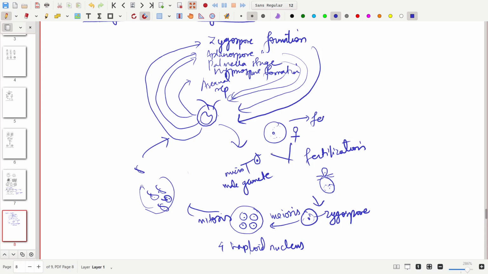Here you can clearly see that this much is the diploid phase, and all the rest of the life cycle represents the haploid phase. So this is the simple life cycle of Chlamydomonas.